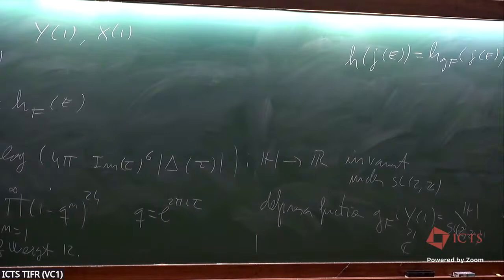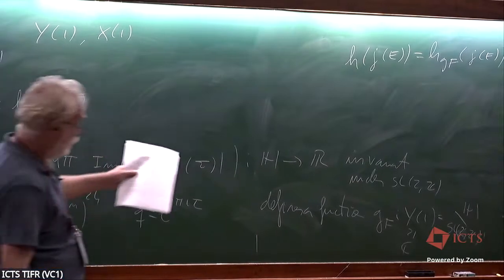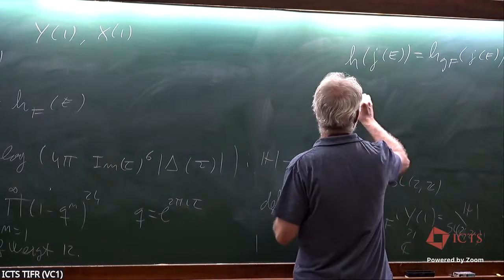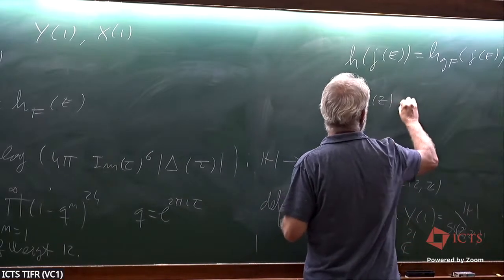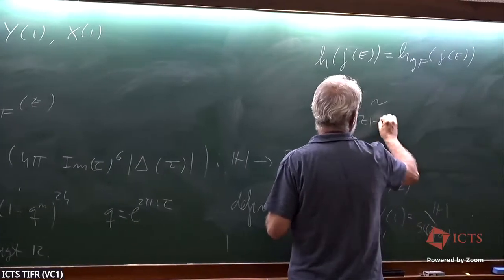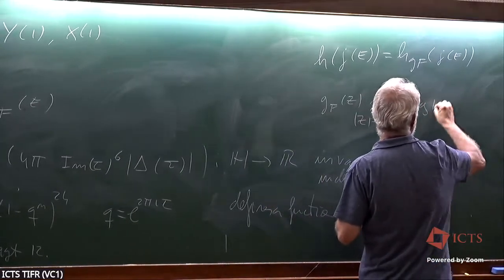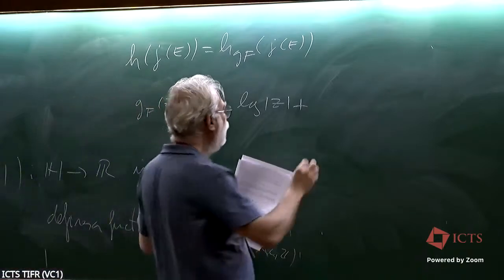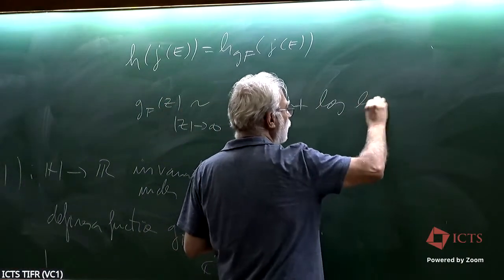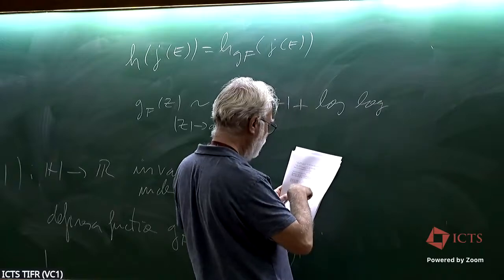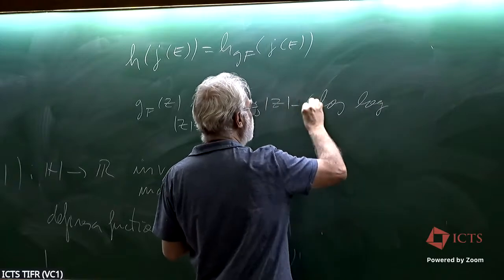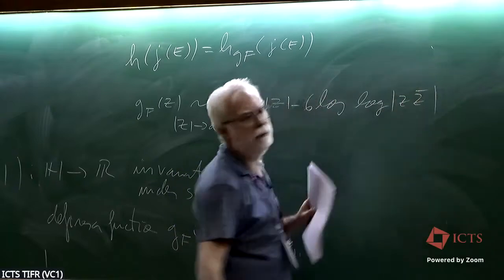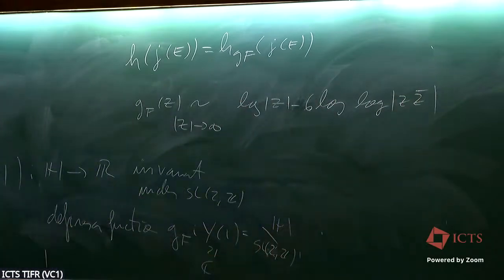Now, the problem is that this function satisfies that when the absolute value of z goes to infinity, this is like log of the absolute value of z plus an error term, and the error term is of the shape log minus 6 log of the absolute value of z. So it has a not continuous error term.